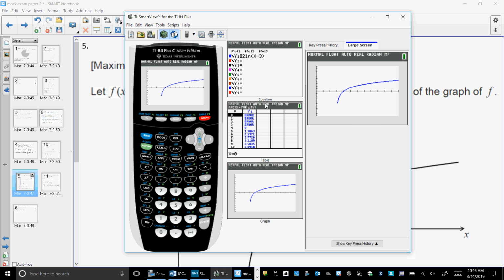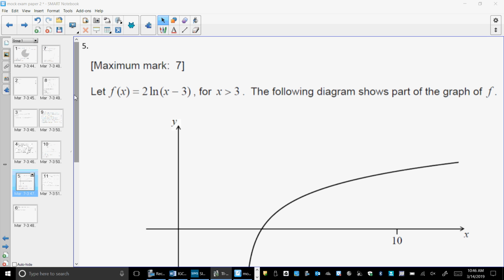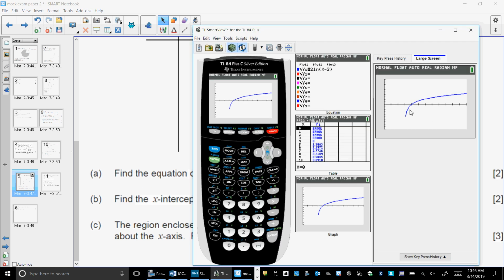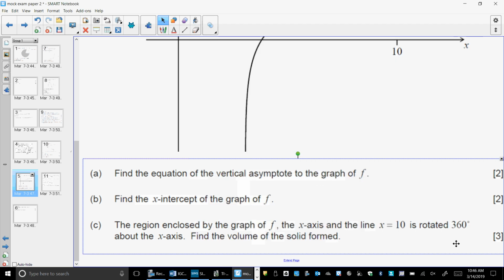So it asks for, what's the first question? The equation of the vertical asymptote. So looking at this is value 1, value 2, value 3. Hopefully you can see that this graph kind of stops here, limitations of the graph here. So that would be our asymptote. So as an equation, it would be x equals 3.